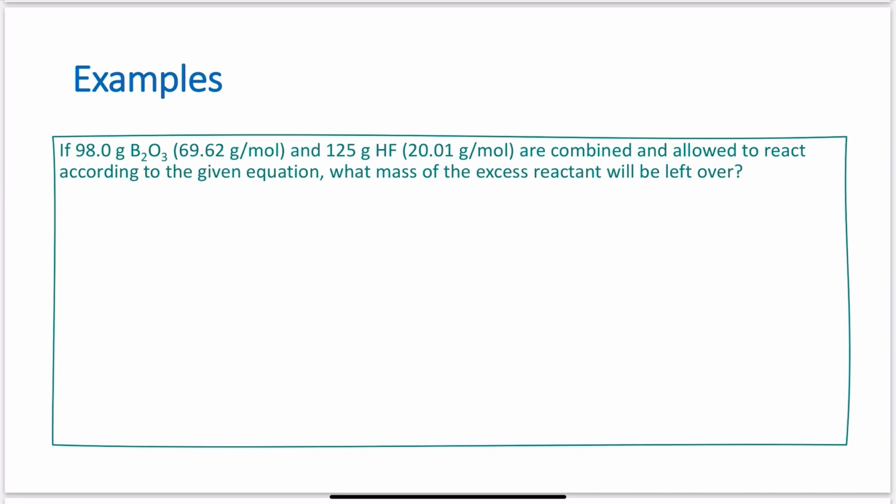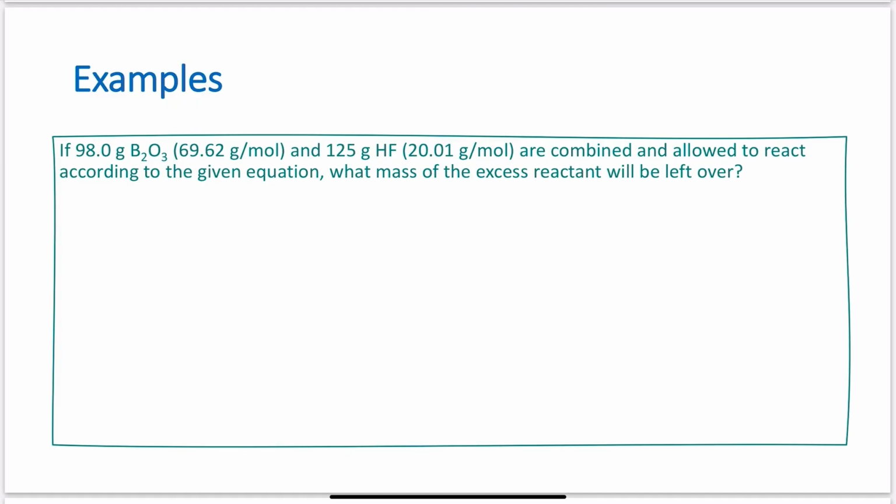So in this example, we have 98.0 grams of B2O3, which has a molar mass of 69.62 grams per mole, and 125 grams of HF with a molar mass of 20.01 grams per mole. These are combined and allowed to react according to the given equation. I definitely took away your equation. I will give that back. What mass of the excess reactant will be left over?